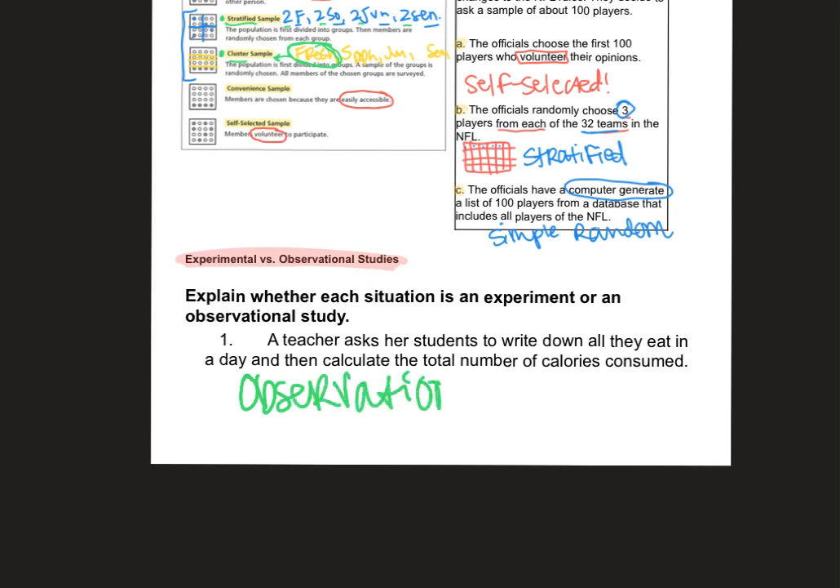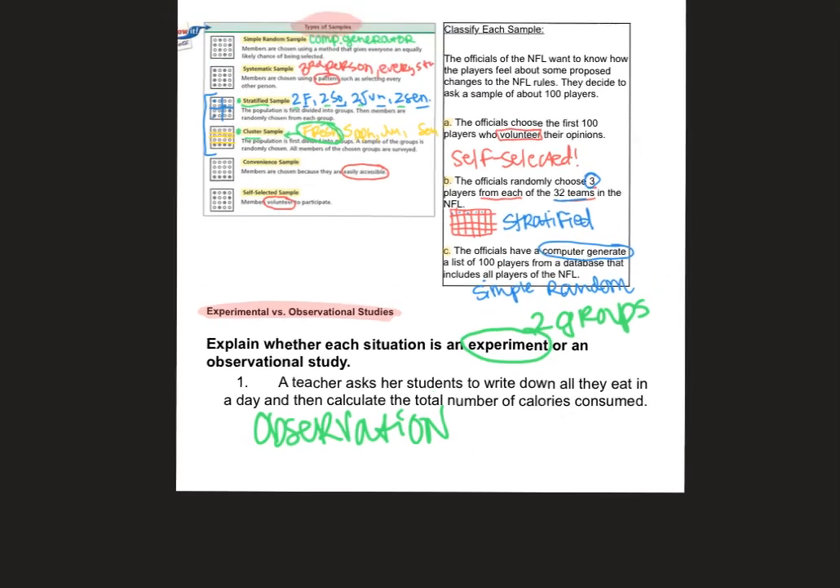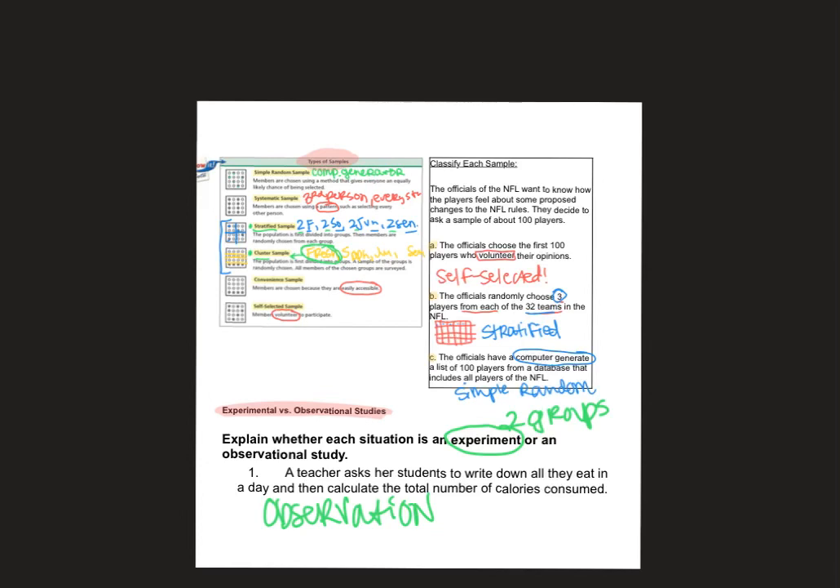Observational. It's not experimental because you do not have 2 groups. Usually with experimental, you have 2 groups. One is going to be the control and one's going to be the experimental group, okay? You do not have 2 groups here, okay? You're not saying one person needs to write down what they eat and the other person does not need to write down what they eat, okay? So the first thing we did was types of studies, so types of samples.